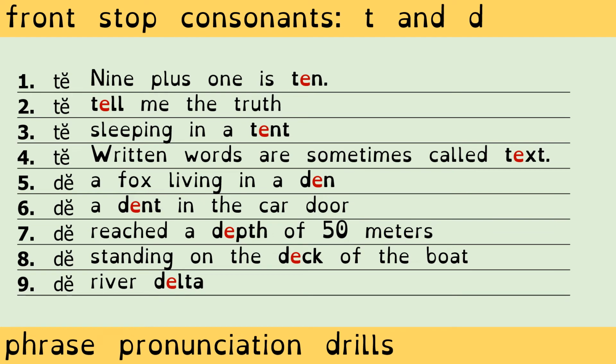Let's continue. Short E sounds. Let's go. Number 1. Te. 9 plus 1 is 10. 2. Te. Tell me the truth. 3. Te. Sleeping in a tent. 4. Te. Written words are sometimes called text. 5. De. A fox living in a den. 6. De. A dent in the car door. 7. De. The submarine reached a depth of 50 meters. 8. De. Standing on the deck of the boat. 9. De. River Delta.